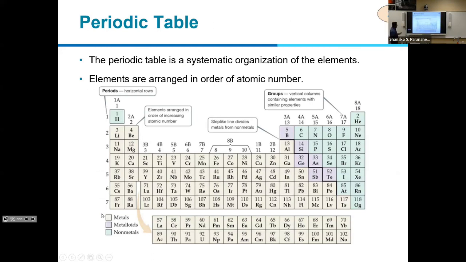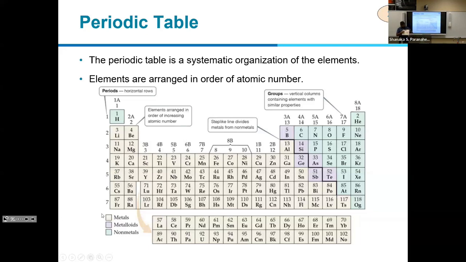So the periodic table has 18 columns from left to right. There's a large periodic table at the end of the lecture note, and you're going to get this periodic table during the exam. And sometimes there's a legend on top of that. So this periodic table has the legend.